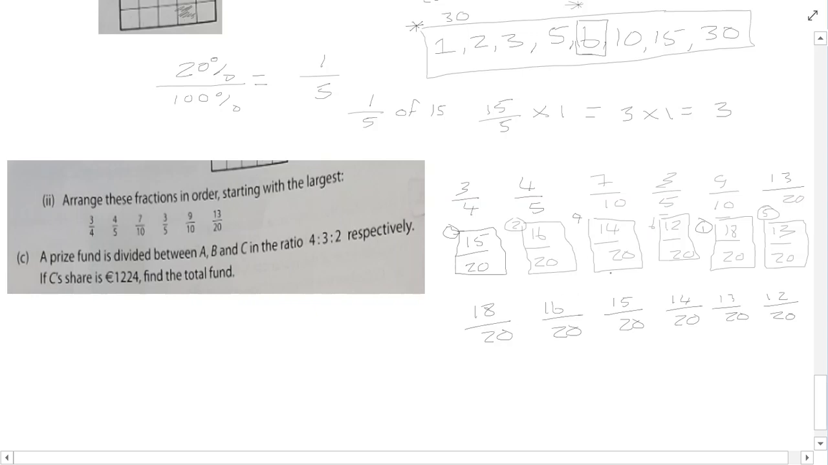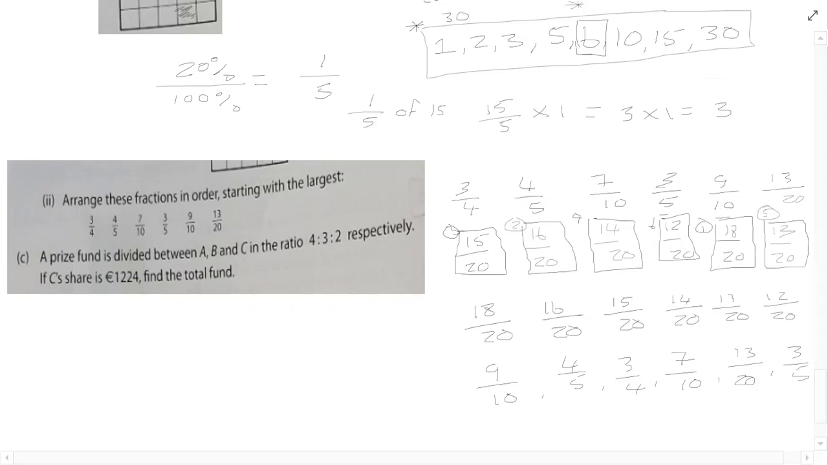So the one that's 18 twentieths, which was 9 tenths, goes first. 9 over 10. The next one is going to be 4/5. The next one is 3 over 4. The next one is 7 over 10. The next one is 13 over 20, and then the last one is going to be 3 over 5.